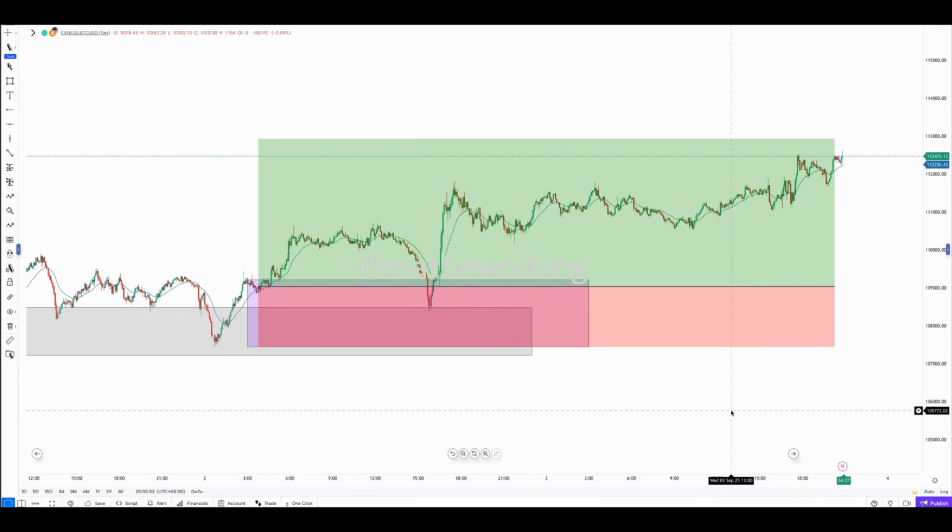It's a very easy way to trade and it can help you to improve on your edge as you trade, guys.